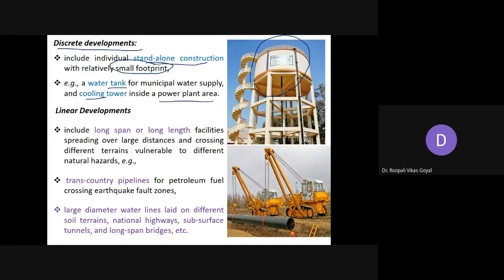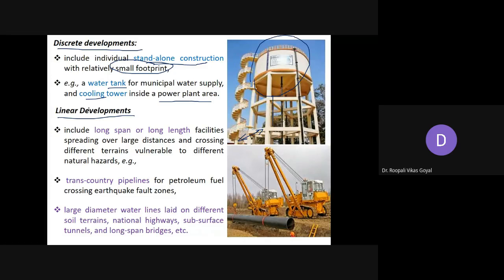So they should also be disaster proof. Suppose an earthquake comes here, okay, and as you know the height of this water tank may be 20 to 30 meters. If these columns and beams are not prepared earthquake resistant, then what will happen? So that may collapse. So all these structures are to be prepared hazard proof, or disaster proof, you can say. Next is linear development.